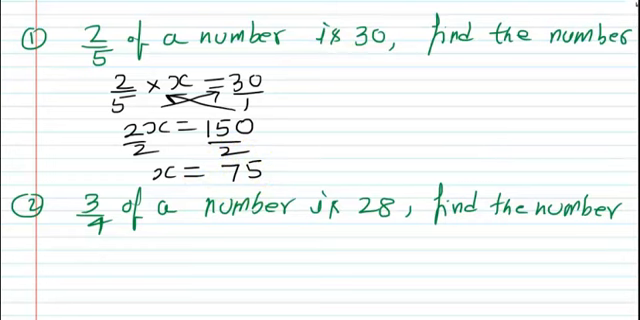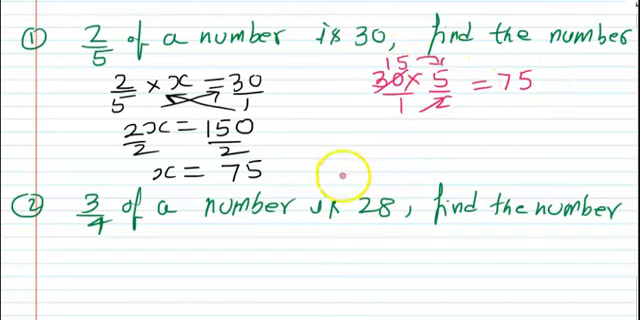Okay. Second method if you want to use for this one. See here, you just write down 30 and do the inverse operation. 2/5, you write down 5/2. Now 30 divided by 2 is 15 and 15 times 5 is 75.